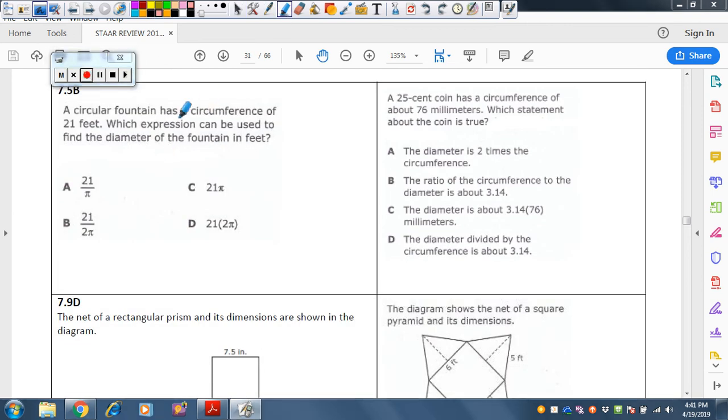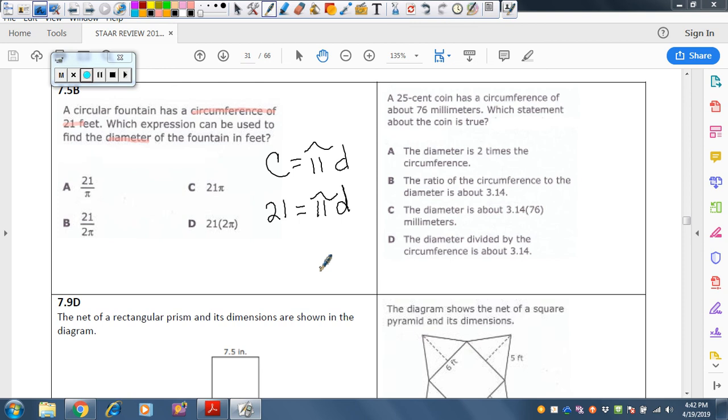All right, a circular fountain has a circumference of 21 feet. Which expression can be used to find the diameter of the fountain in feet? So this time they give us the circumference, we need the diameter. Oops, I already messed up. Circumference is 21. Pi is 3, or it looks like they're going to leave it pi, so am I. And 21, no, sorry, I'm all sorts of a mess.